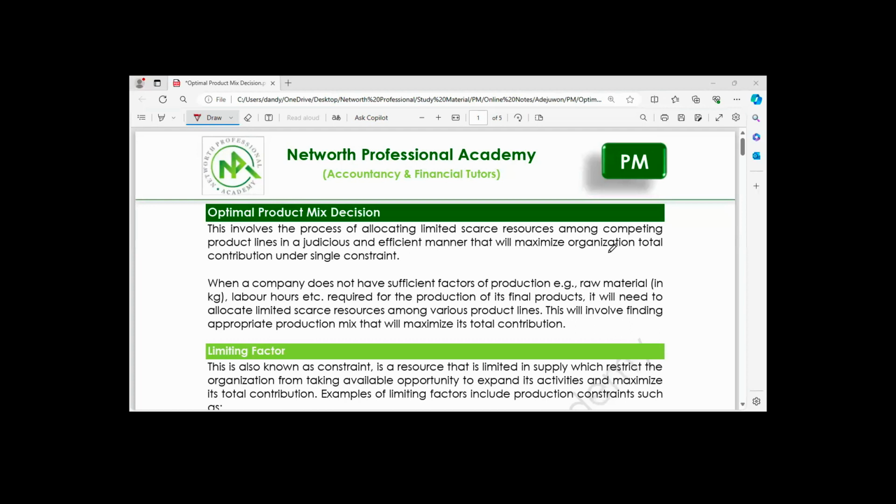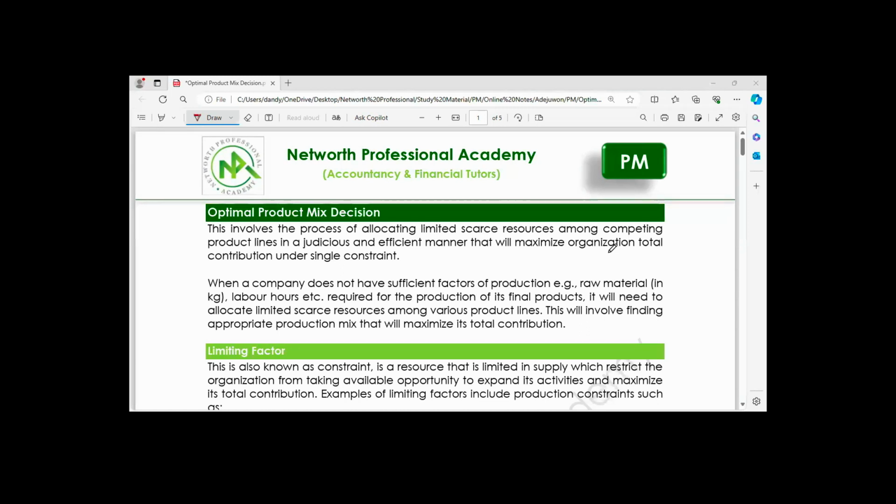Therefore, what do you understand by optimum product mix? The optimum product mix involves the process of allocating limited scarce resources among competing product lines in a judicious and efficient manner in order to achieve the organization's single objective. Generally, the optimal product mix is used when there is only one constraint. When there's only one constraint, that's when you use optimal product mix.